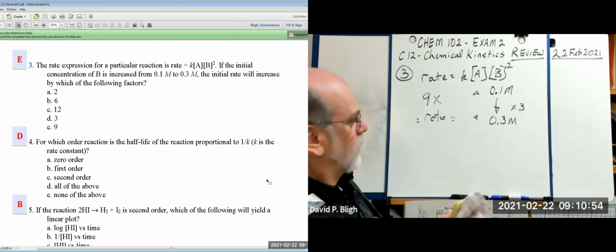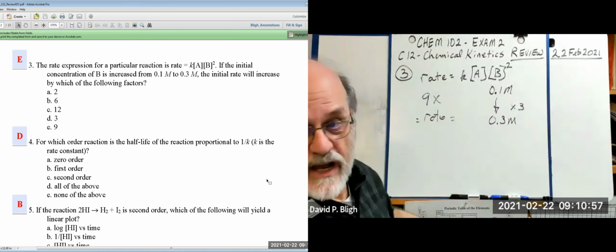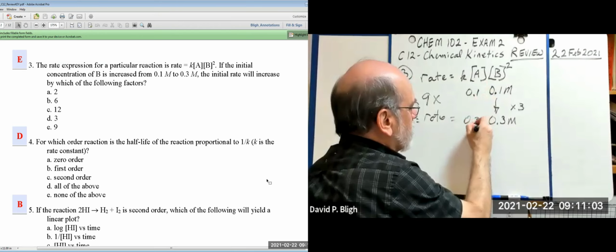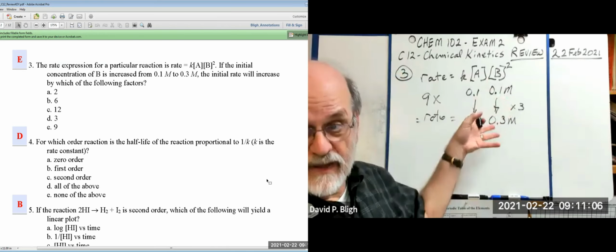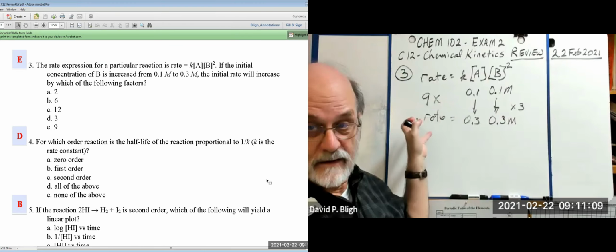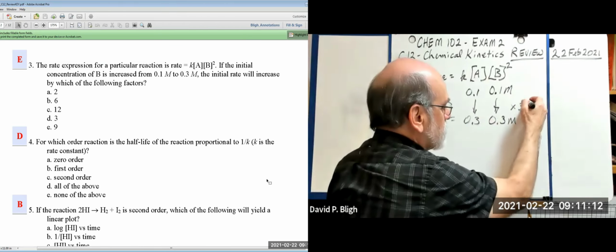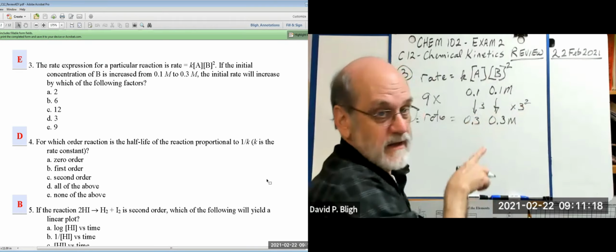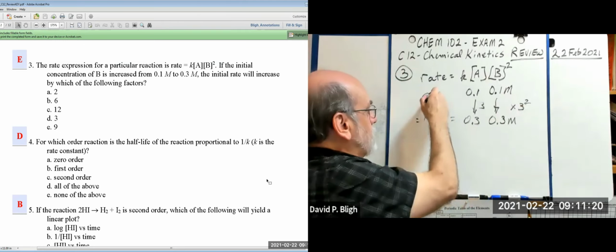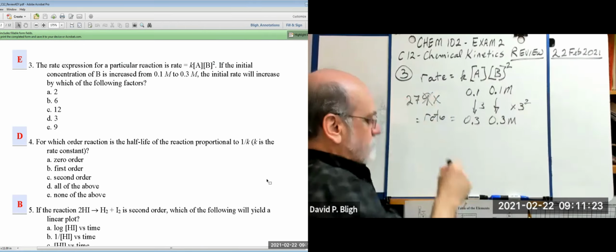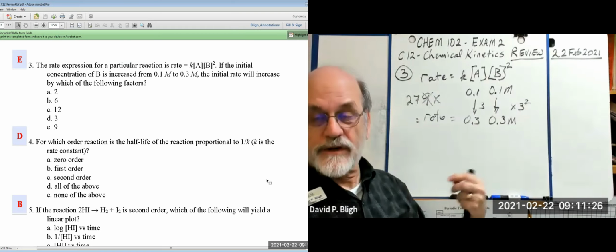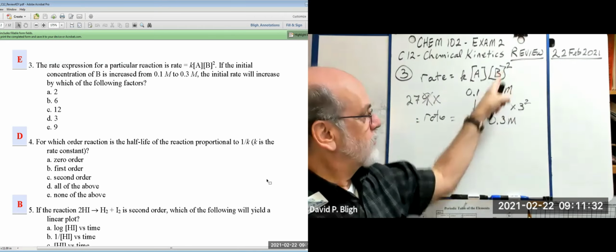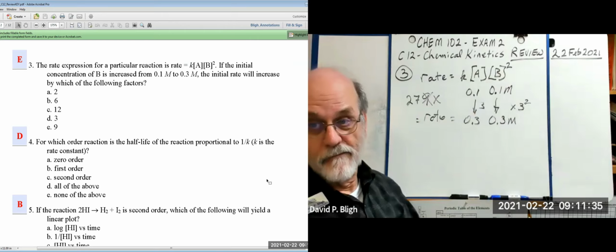That being said, what if we did change the amount of A from 0.1 to 0.3? At the same time we change B. What effect would that have on the rate? Well, this is 3 squared, and this is only 3, right? So 3 times 3 times 3 is what? 27. So we would increase the initial rate of the reaction 27 times if you tripled this one and you tripled that one. Okay?